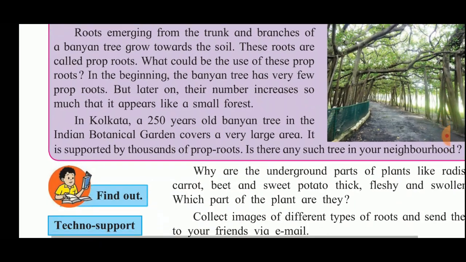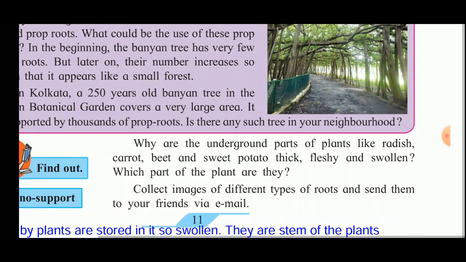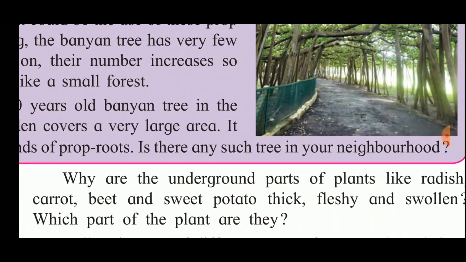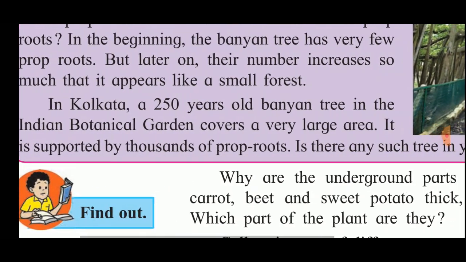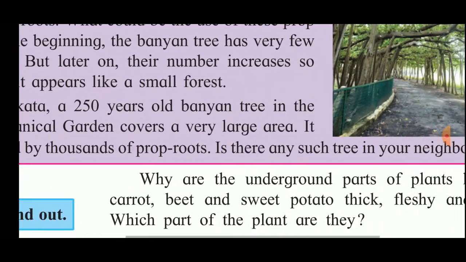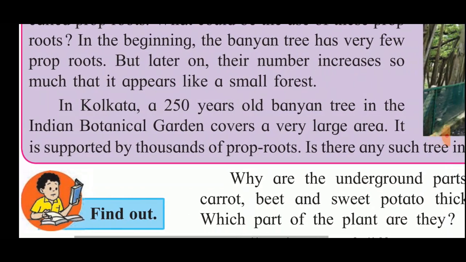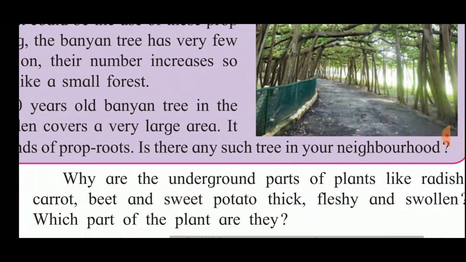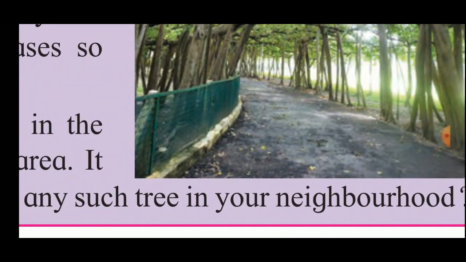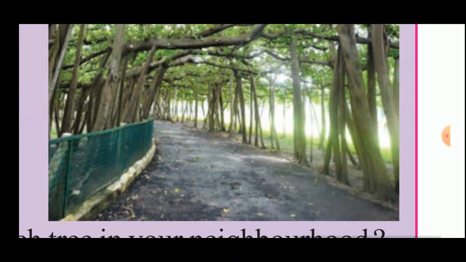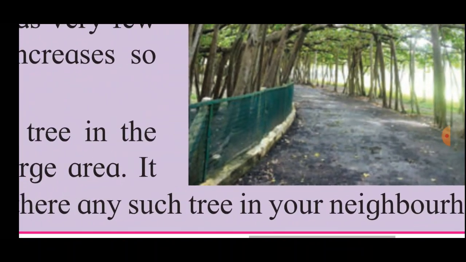In Kolkata, a 250-year-old banyan tree is there in the Indian Botanical Garden. It covers a very large area. It is supported by thousands of prop roots. So this support is given to the plant. You can see that actually this is a single plant, with these prop roots.